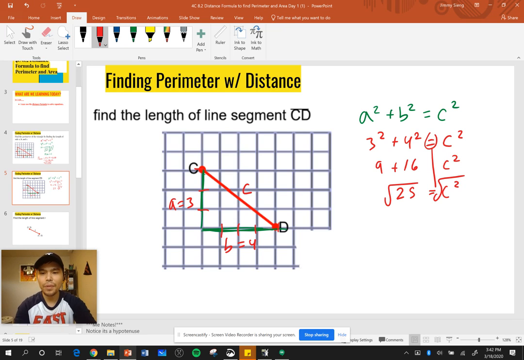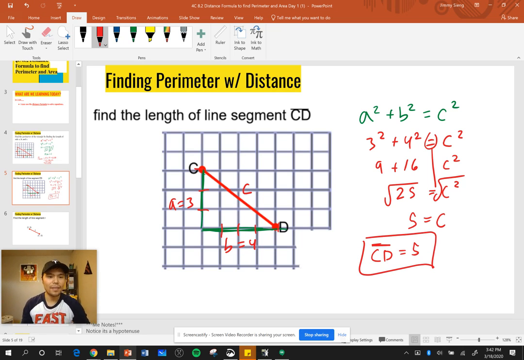Don't forget the square root, right? And what's the square root of 25? Well, that should be an easy one. That's just going to be 5, okay? So my square root of 25 is 5. So 5 equals C. And so I can say that CD, the line segment from C to D, is equal to 5. That's my answer.